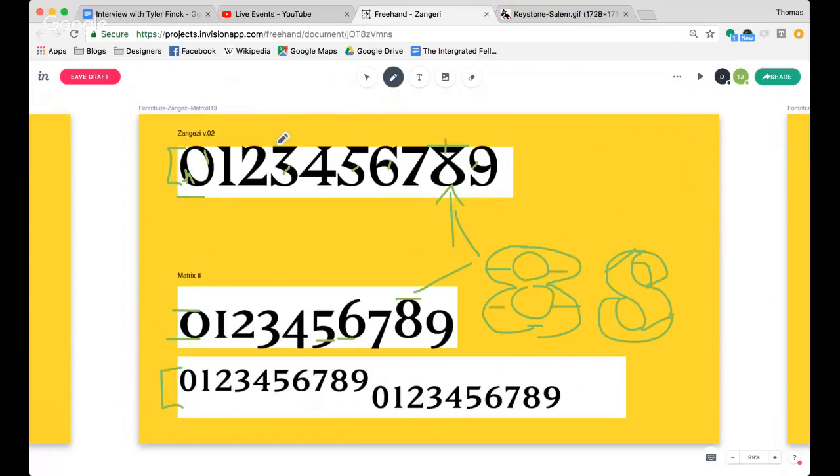Although one note I do want to ask about, I noticed that you don't have any serifs on the 7 and the 3 on the top, or the 5 in this case. Is there any reason for that?